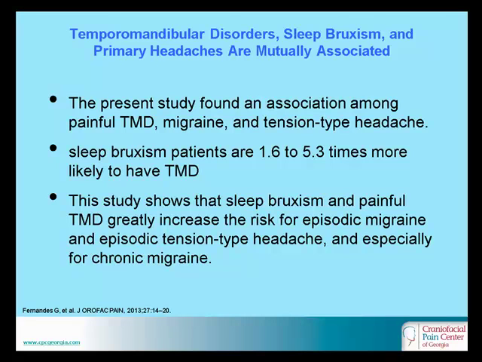And this next study that you're looking at right now, the connection of temporomandibular disorders and sleep bruxism, this has been up for debate. Does sleep bruxism contribute to temporomandibulitis and so forth? And what they basically found is there's an association, roughly 1.6 to 5 times more likely that a bruxer would have some degree of temporomandibular joint disorder.